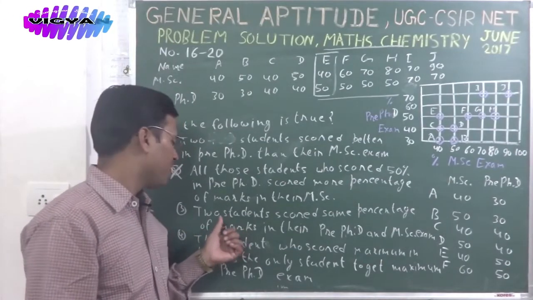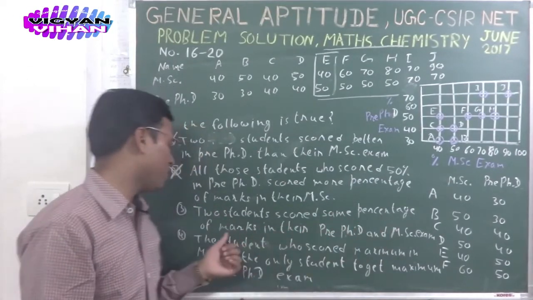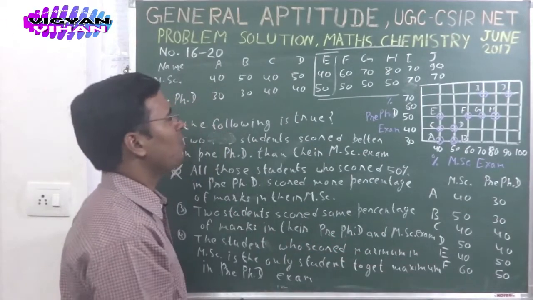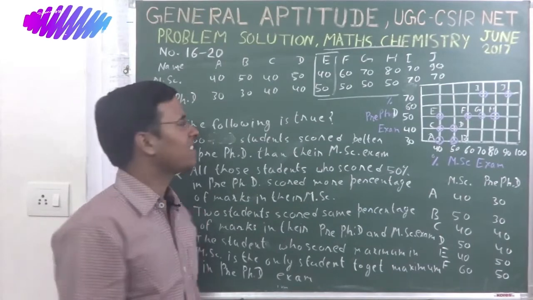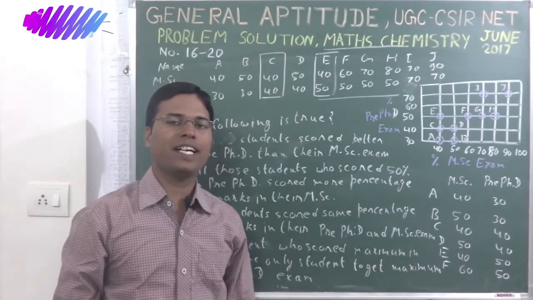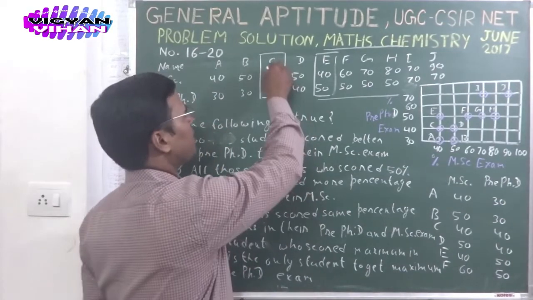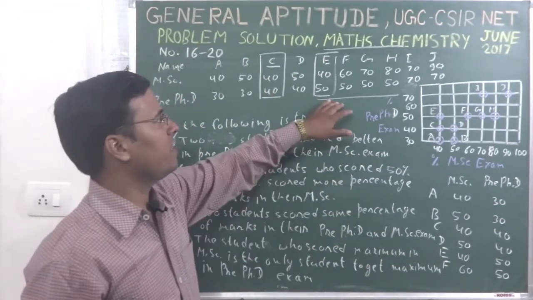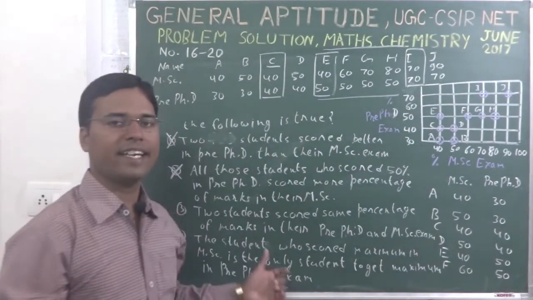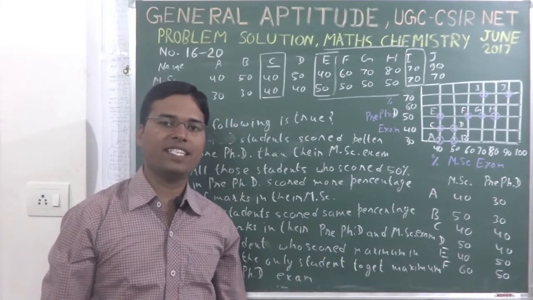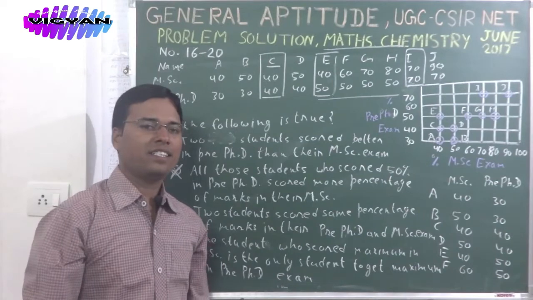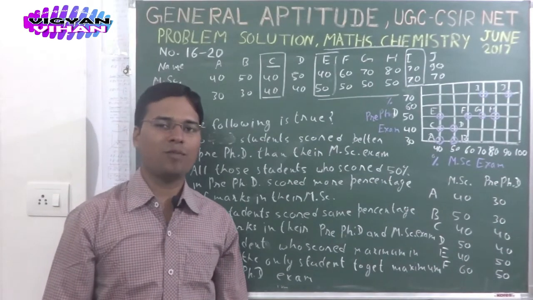Option 3, 2 students scored the same percentage of marks in their pre-PhD and MSc exam. So let's search for these students who scored the same percentage of marks in their MSc exam and pre-PhD exam. The first student is C. The second student is I. Both scored the same percentage of marks in MSc and their pre-PhD exam. So option 3 is the true statement. That's the correct answer of this problem.